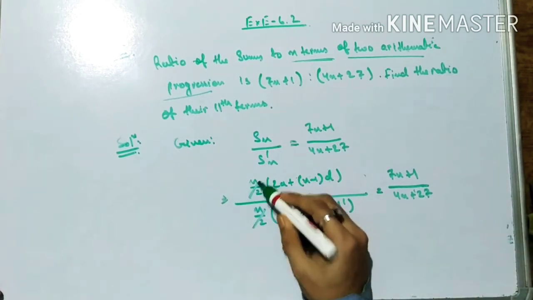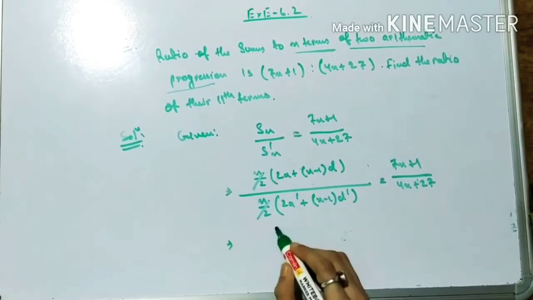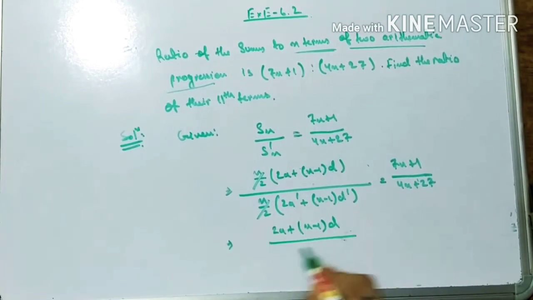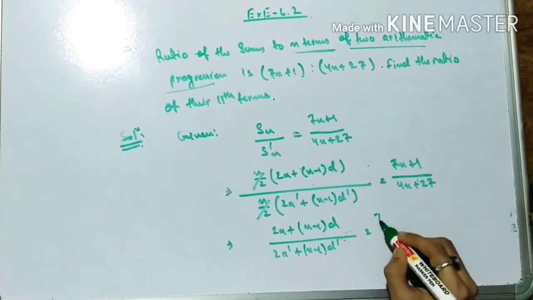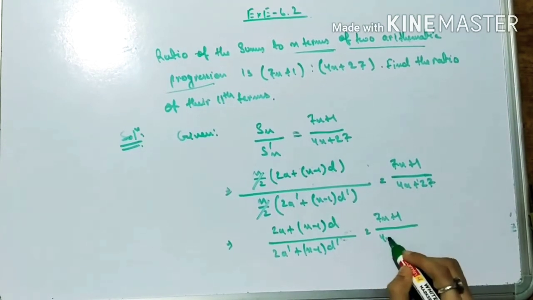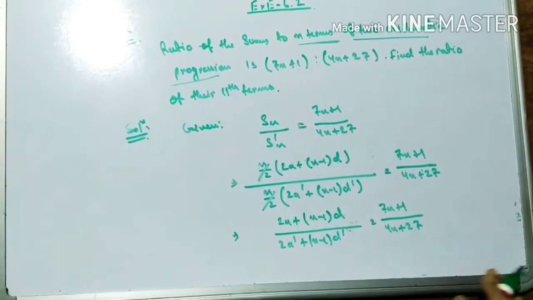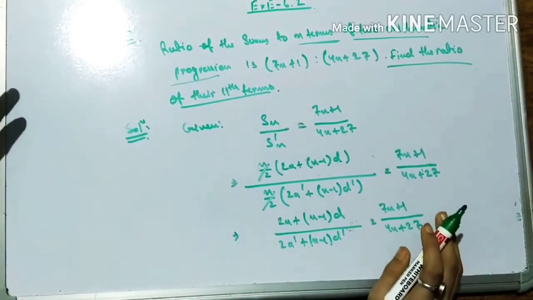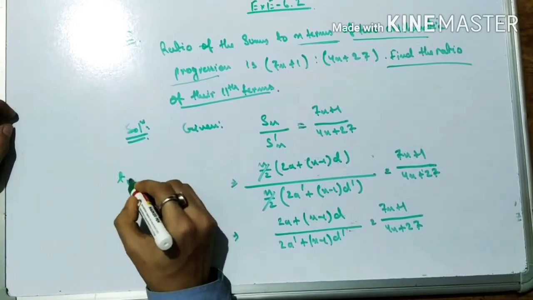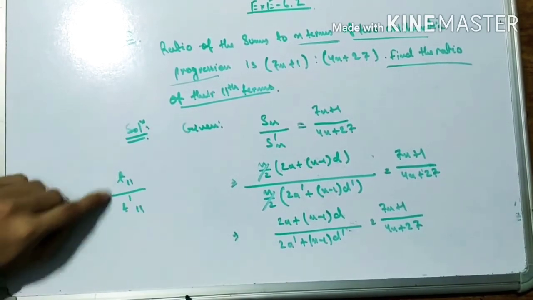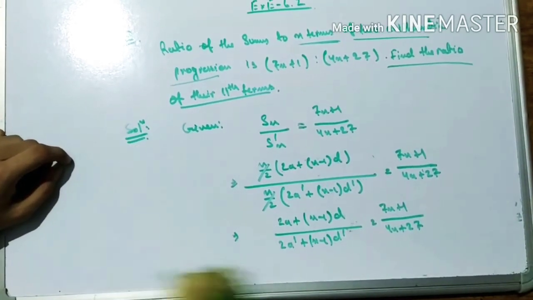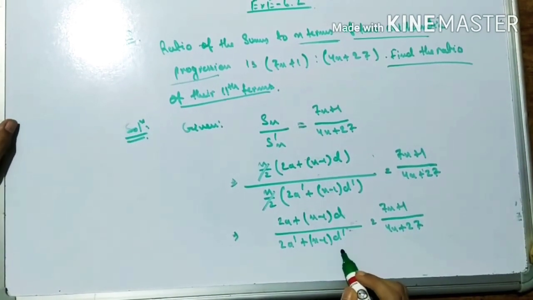So in here this n by 2 and this n by 2 you cut. Ultimately I will get twice a plus n minus 1 d by twice a dash plus n minus 1 d dash is equals to 7n plus 1 by 4n plus 27. I have to find the ratio of the 11th terms. Understand? I have to find t11 by t dash 11. Understand?